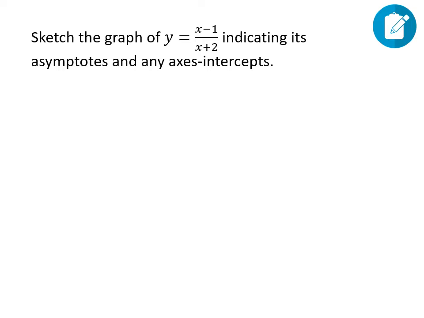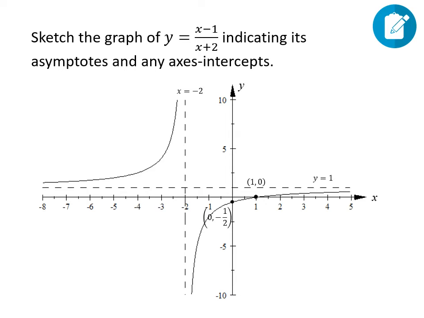Okay, you can now pause the video and try to sketch this graph on your own. And if you do, this would be the graph that you should produce. How do you do that? First of all, we get our vertical asymptote from here: x equals negative 2 cannot happen, so that's called our vertical asymptote.